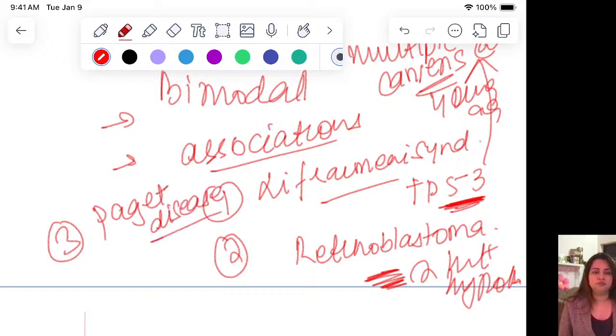Paget disease of the bone. Okay, very peculiar thing regarding Paget disease of the bone. What is that? Only ALP is abnormal in Paget disease of the bone. आप जब भी बाकी parameters देखोगे, you're gonna see everything is normal. Vitamin D, calcium, and all that, everything is normal. Only ALP is going to be deranged in Paget disease of the bone.